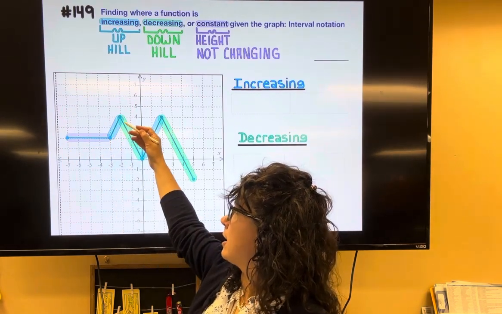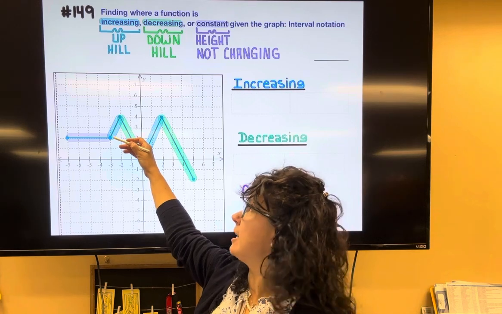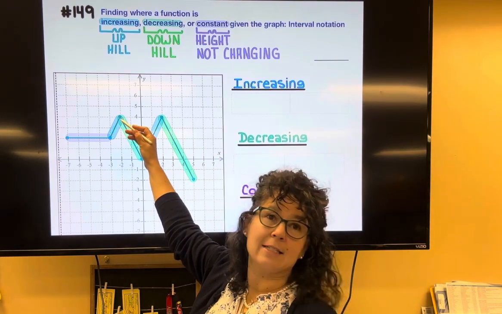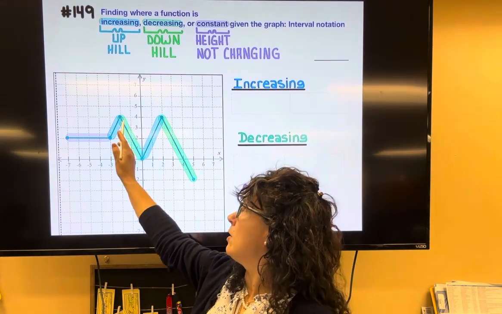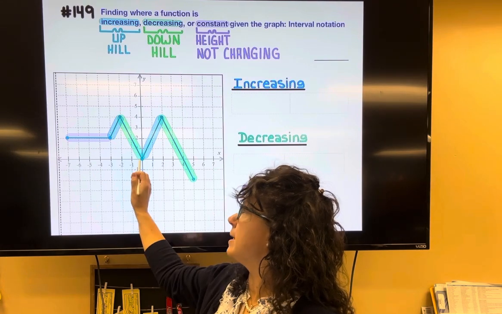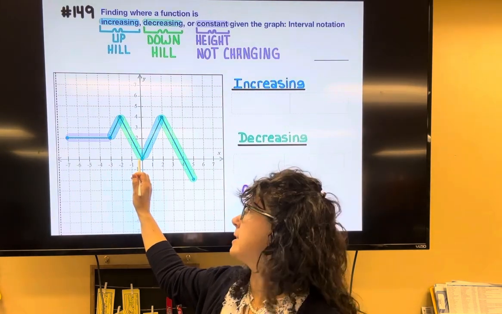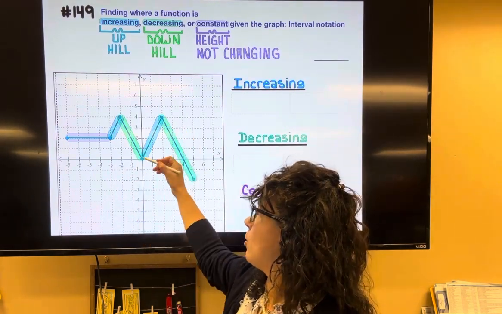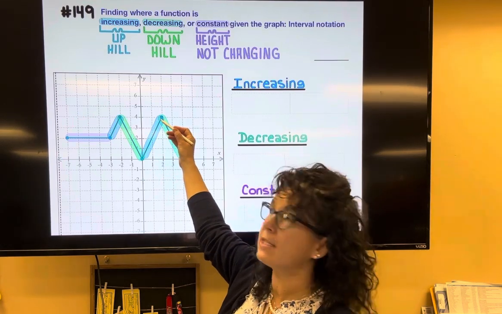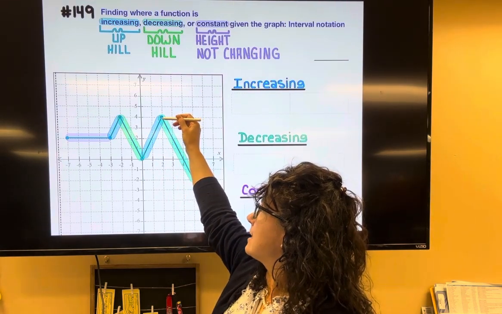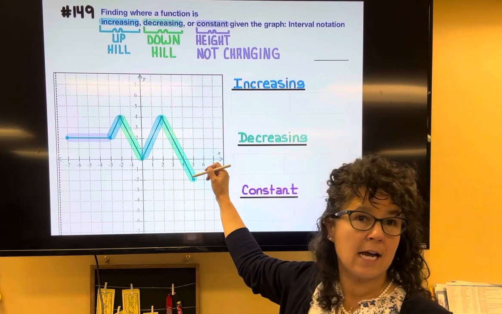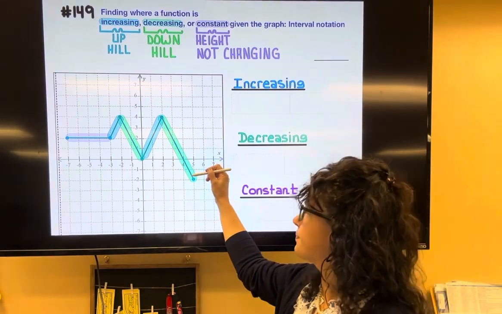Then from here to here, again, as I look from left to right, it's going uphill. So that section is increasing. From this point to this point, it's going downhill, so it's decreasing. From this point to this point, it's going uphill, increasing. And then finally, this last section from here to here is going downhill, so it's decreasing.